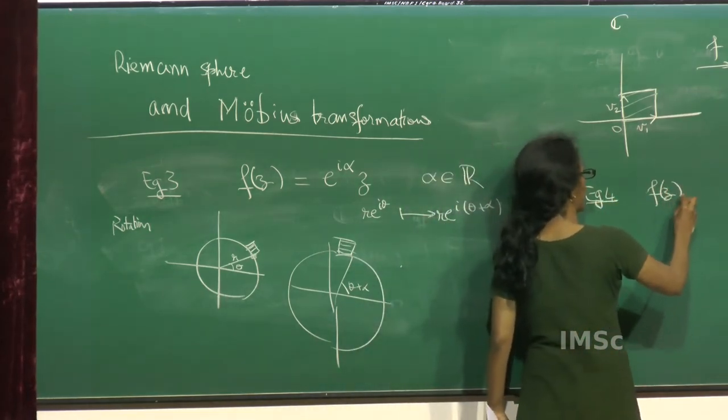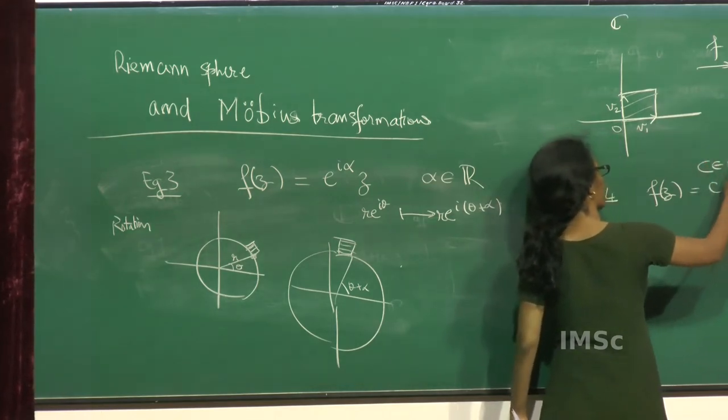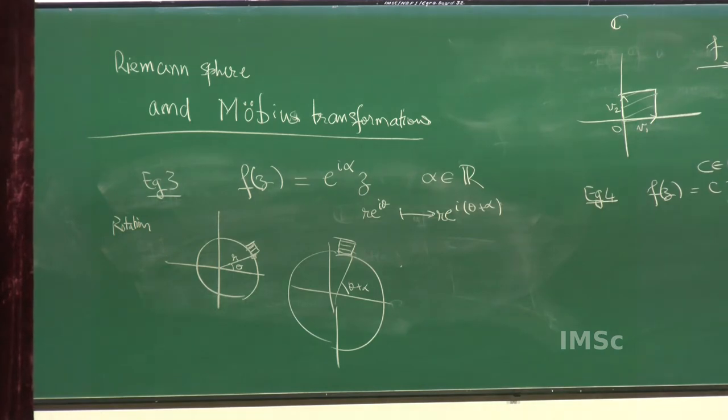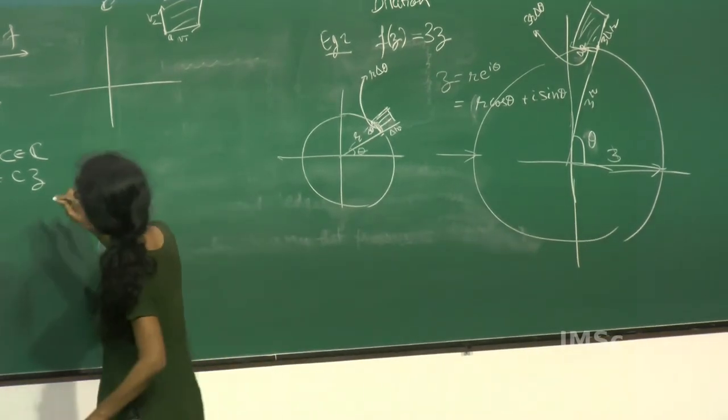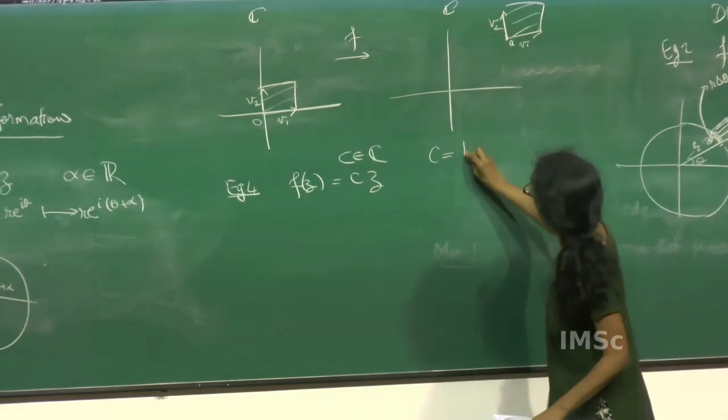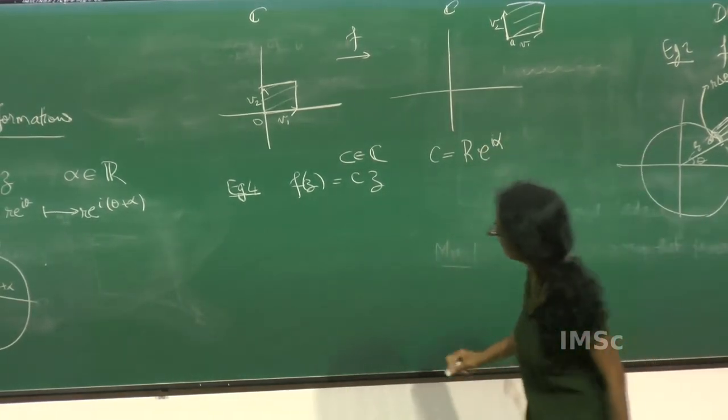Now what about this? f(z) equals Cz, where C is a complex number. Someone who has not answered before, do you want to tell me the details? Sorry, louder. Yes. So depending on the C, how would you decide whether it's a contraction or a dilation? Yes, basically we need to look at the modulus. So we split up C as r e to the i alpha.